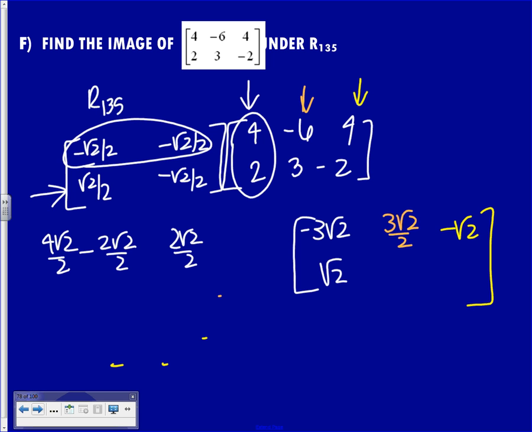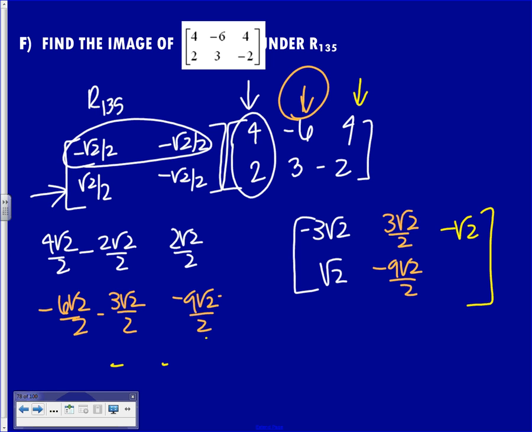Going over to my second column, I've got -6 square roots of 2 over 2 plus -3, whoopsies, sorry about that. That should be -3 square roots of 2 over 2. -6 minus 3 is -9 square roots of 2 over 2. That does not reduce, so that one will stay like that.